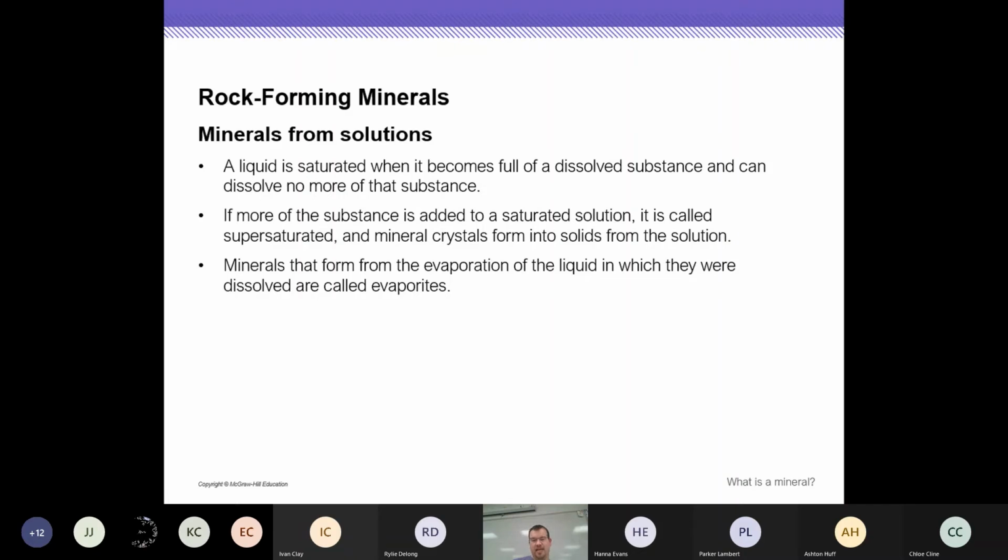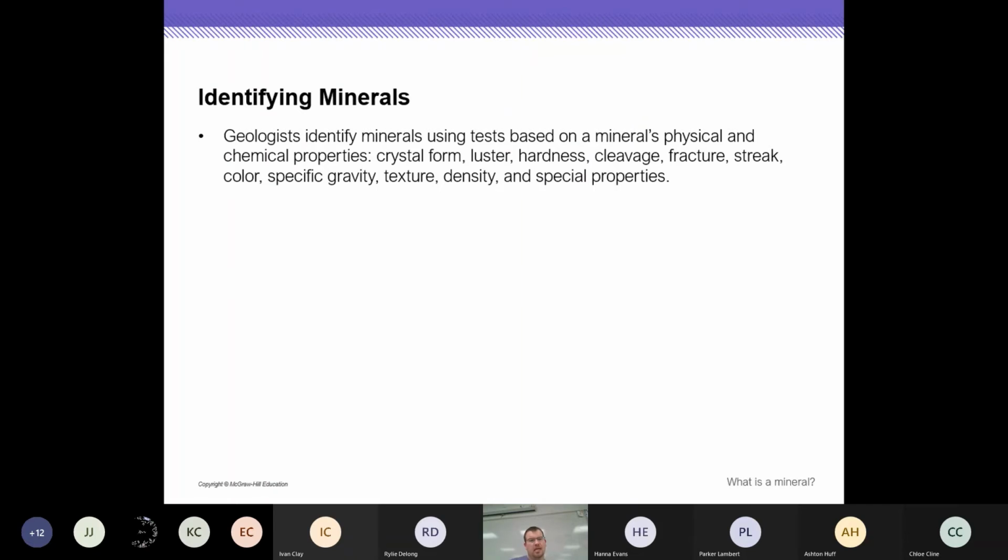All right. And in this, minerals that form from the evaporation of the liquid in which they were dissolved are called evaporites. Just a big fancy name.